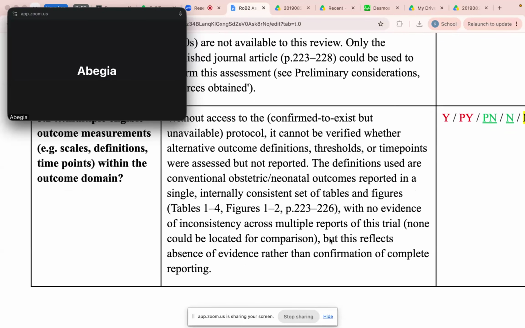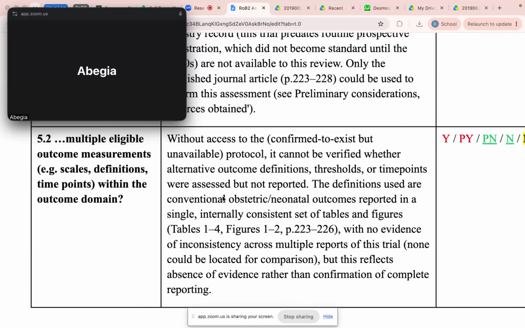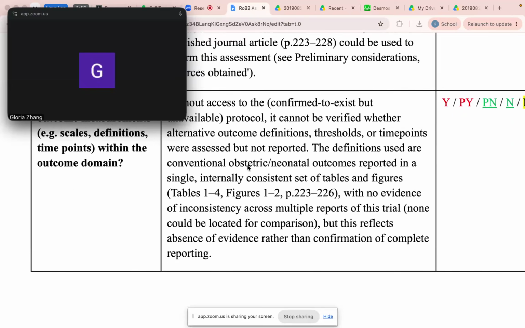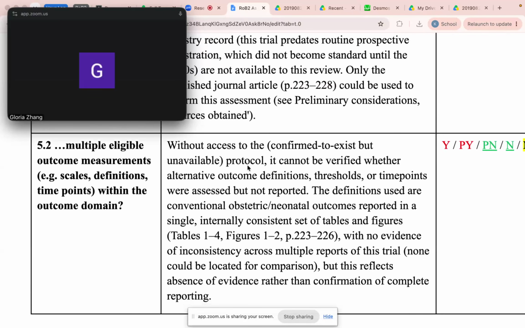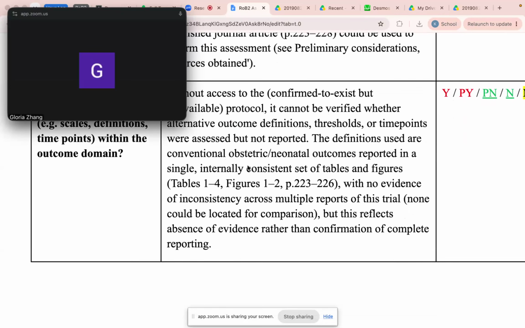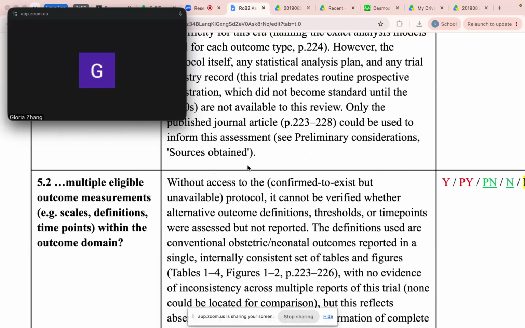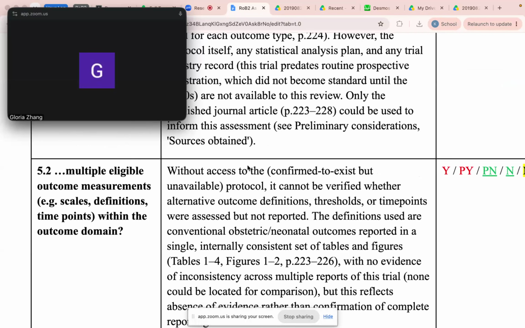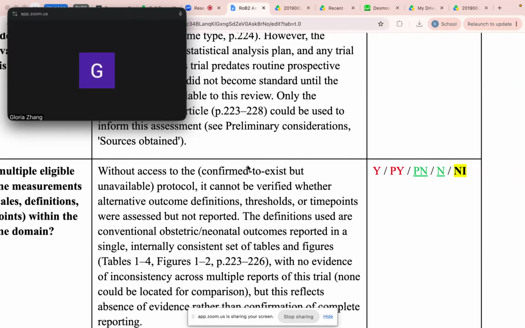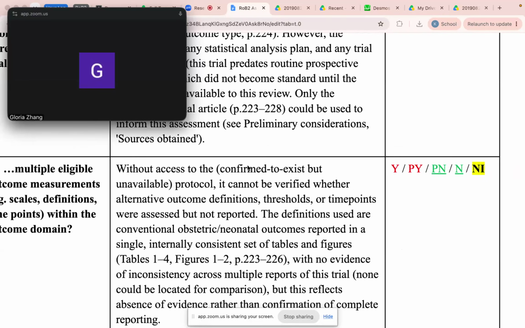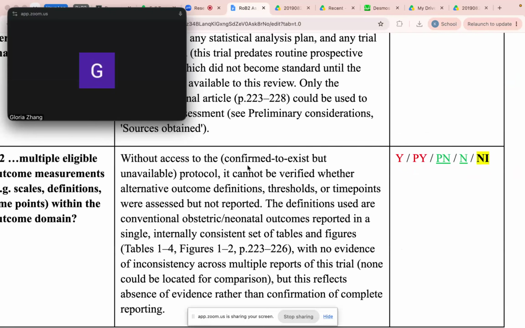Did anyone else put probably no? I put NI, but I also see what Abigail is saying for probably no. Because for contraction measures, you count the contractions, so there's not really scales or definitions or time points for contractions. I agree with you, Abigail and Gloria, but the reason why we put NI is still what Lydia said. So I'm not sure whether it would be based on what Abigail and Gloria said or what Lydia and I said.